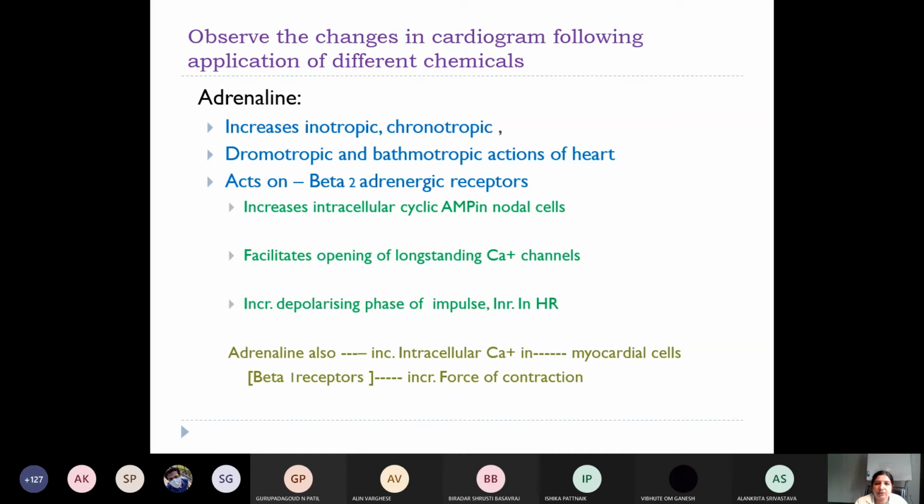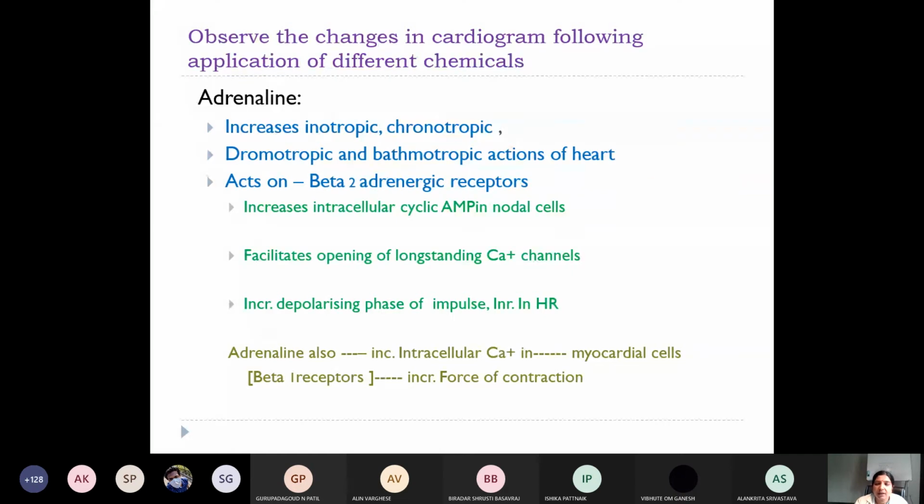This increase in cyclic AMP at nodal tissue increases the opening of long-lasting calcium channels. There are two types of calcium channels in cardiac myocytes, slow channels and fast channels. So these long-lasting calcium channels are getting opened and they increase the depolarization phase of this cardiac muscle, and there is increase in the heart rate. So these molecular mechanisms are responsible for increase in the heart rate, right?